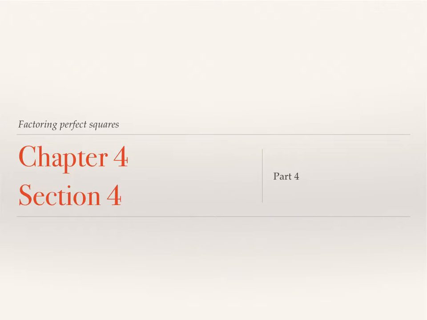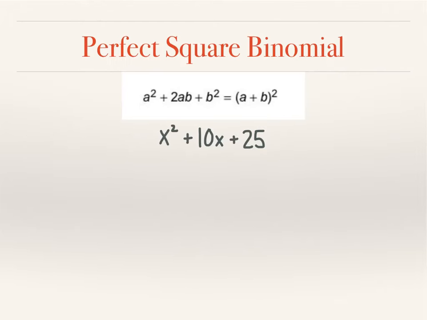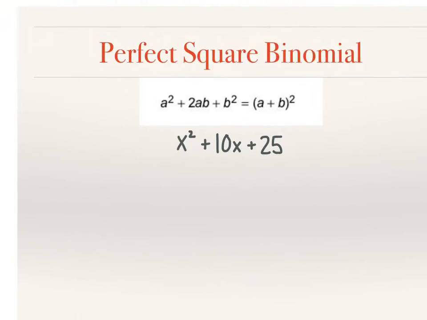Okay, so chapter 4.4, part 4 deals with factoring perfect squares. So we have perfect square binomials, and a perfect square is... does anyone know what a perfect square is? So 4 is a good one. A perfect square would be a number times itself is equal to a perfect square. So all these numbers on the right are going to be perfect squares.